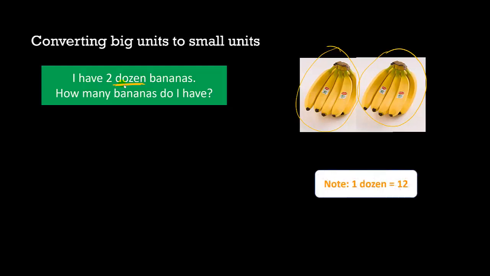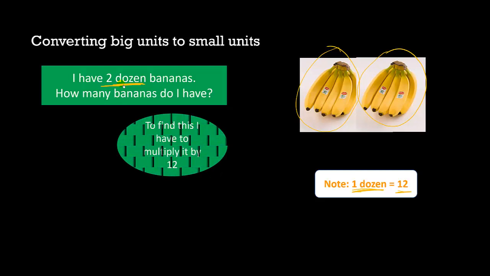12 is equal to 12. That means 12 bananas means 12 bananas. But to find out how many 24 bananas is, I'm going to have to do some operation. But which operation am I going to have to do? To find this, I'm going to have to multiply it by 12. So that means our operation is going to be multiplying.